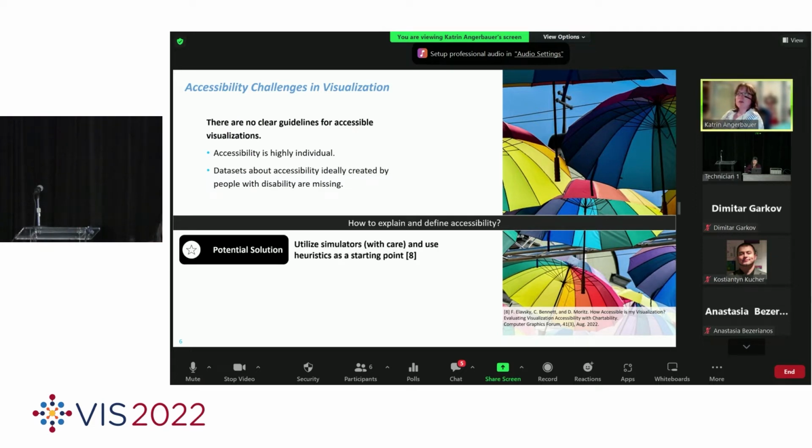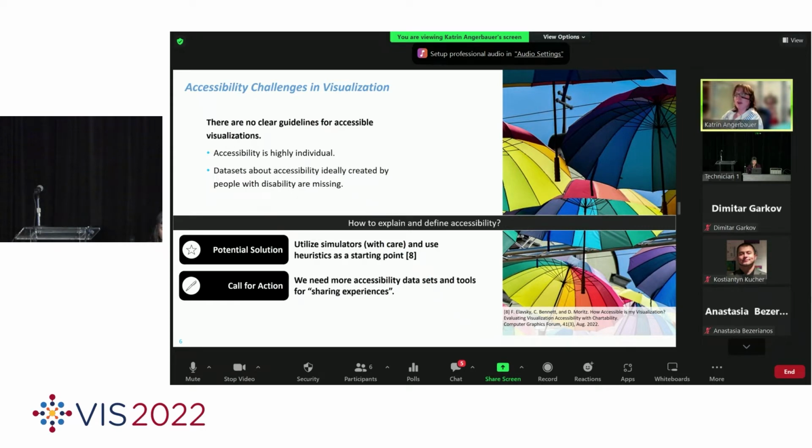But there are potential solutions. So we could use simulators, but please do so with care, because that should only be the starting point of the conversation. Simulators cannot replace the conversations we're having with people with disability. And there's also these nice heuristics by Ilowski et al. I think he presented them in some other session, which I really recommend to check out.